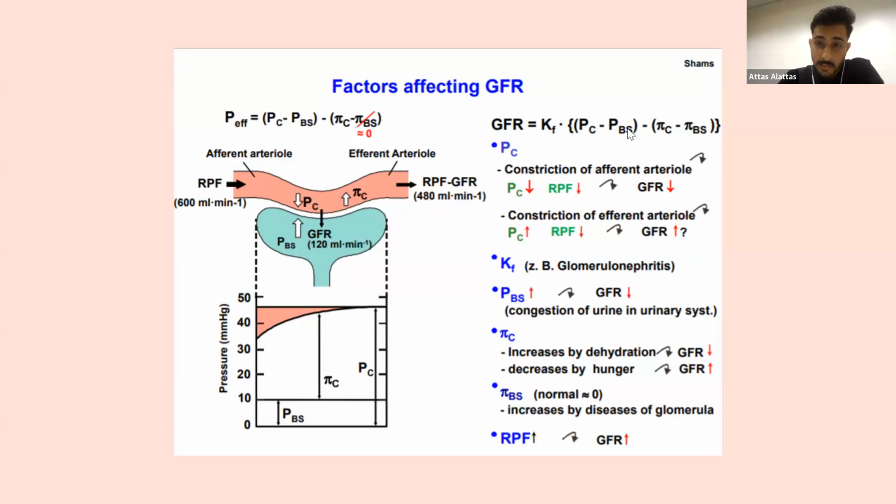In this case, because the Bowman space hydrostatic pressure increases, there will be less GFR, okay? Because the hydrostatic pressure in the Bowman space is opposing the hydrostatic pressure in the capillary. So because this is bigger than this, there will be less filtration and less GFR.